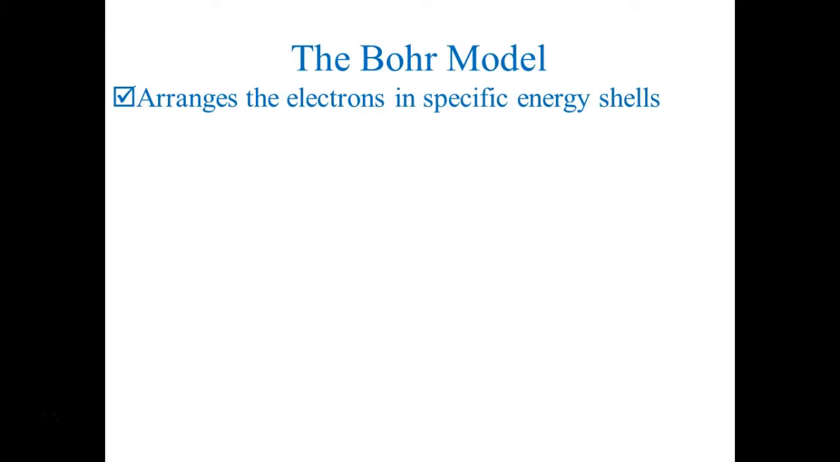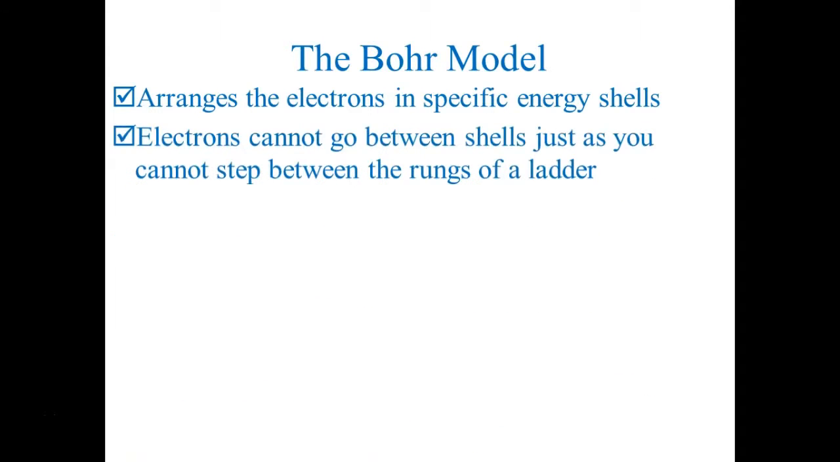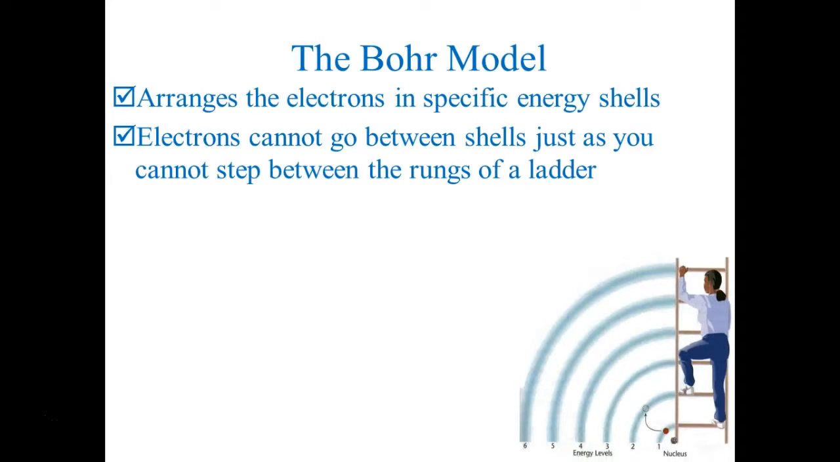So how the Bohr model works, the first thing you have to do is it arranges the electrons in specific energy shells, or energy levels. And the other important thing is that the electrons cannot go between those energy shells. So you cannot have an electron at like n equals 1.5 or something. It would have to be either 1 or 2.